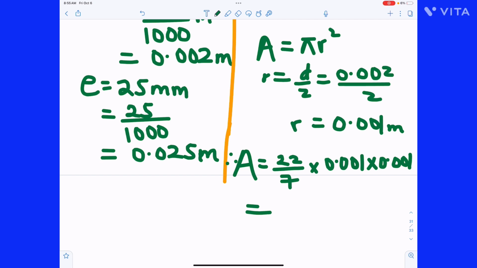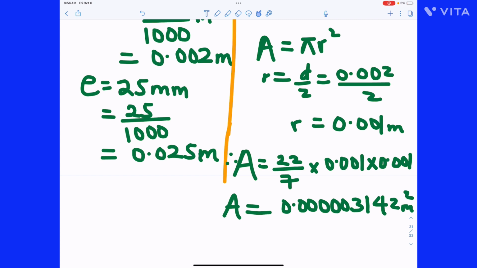3.142 times 0.001 times 0.001. What does that give us? 1, 2, 3, 4, 5. That's what? 0.123453142 meter squared. So that's the area of the wire.